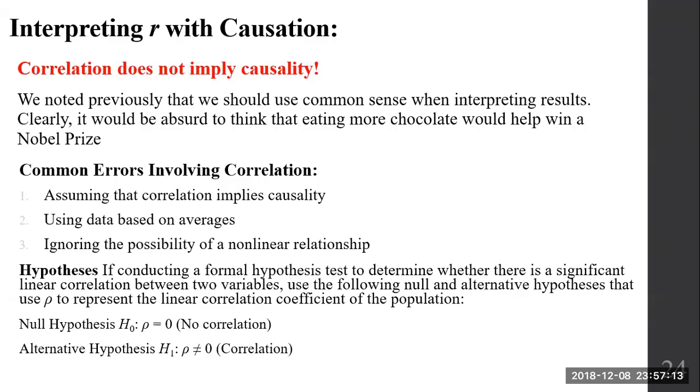Hypothesis: if conducting a formal hypothesis test to determine whether there is a significant linear correlation between two variables, use the following null and alternative hypotheses that use rho to represent the linear correlation coefficient of the population. Null hypothesis: H0, rho is equal to 0. That would be no correlation. Alternative hypothesis: H1, rho is not equal to 0, which would be a correlation.